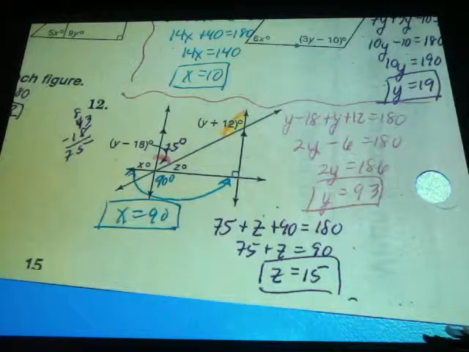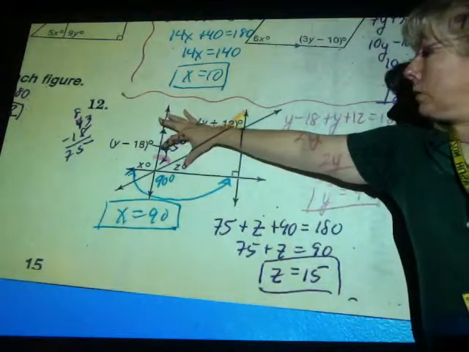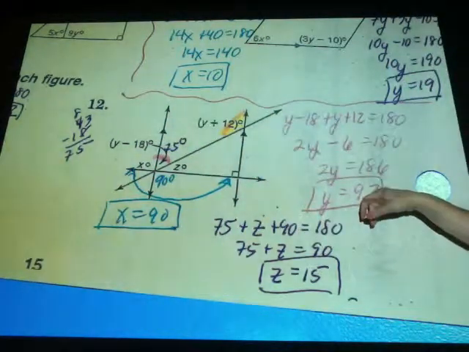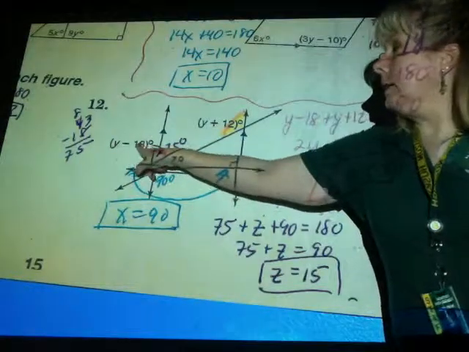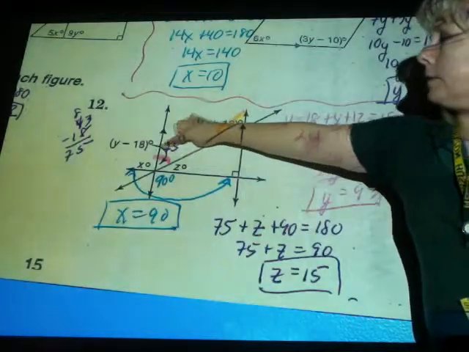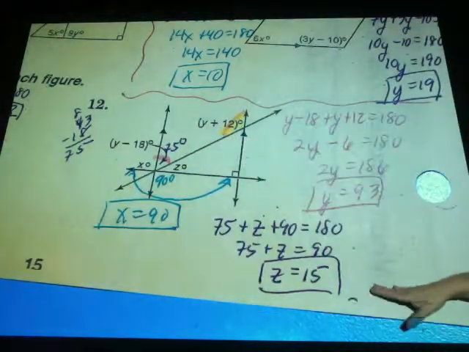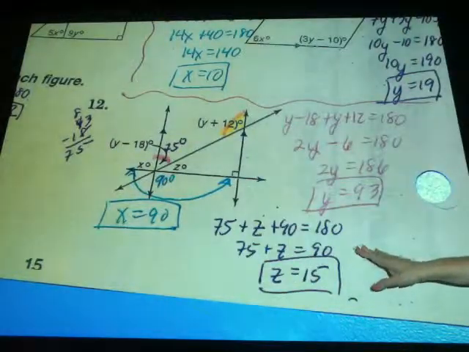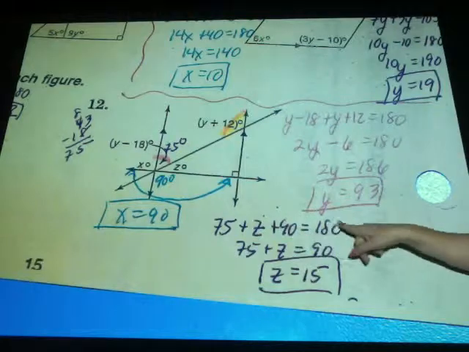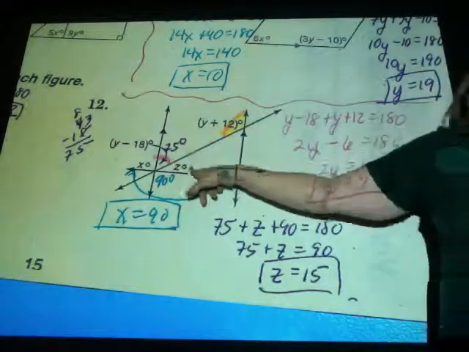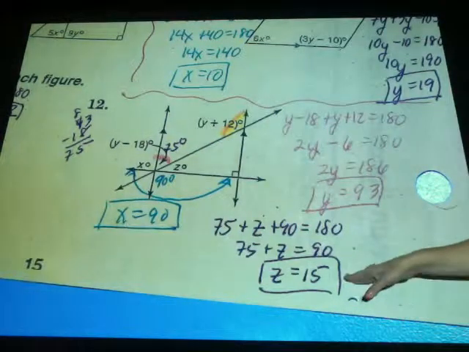And then you could have done a couple of different things to find z. You could have realized that those two are 90, and you could have figured out, well, if y is 93, 93 minus 18 is 75. So that means that this angle here is 75. You could have done 75 plus z is 90, or I just did all three of these angles together and made 180. You could have done that as well. So 75 plus z plus 90 is 180. Subtract your 90, you get 90, so you're back to what you would have if you had just looked at those two. And then subtract 75, z turns out to be 15.